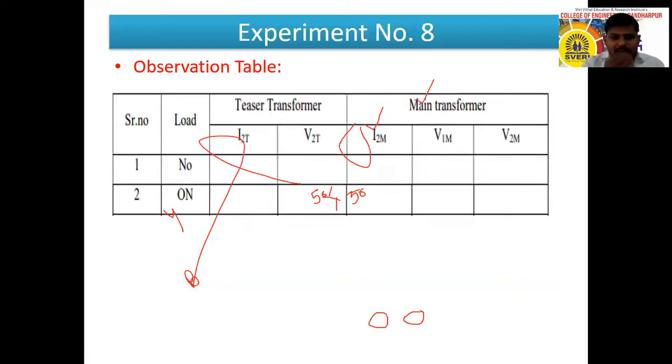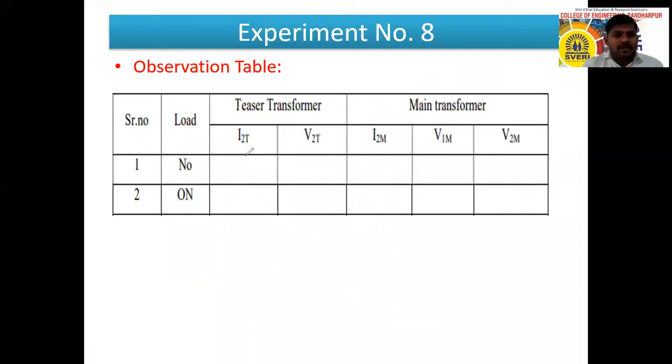Then the observation table. All of you take a screenshot of that observation table, because you want to write the value of current and voltage of the main transformer as well as the teaser transformer, right? At no load condition and at load condition, we want to take the readings. All of you take a screenshot.